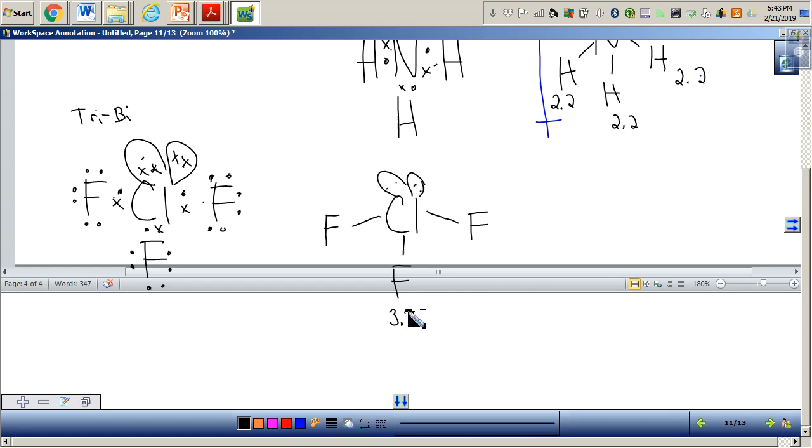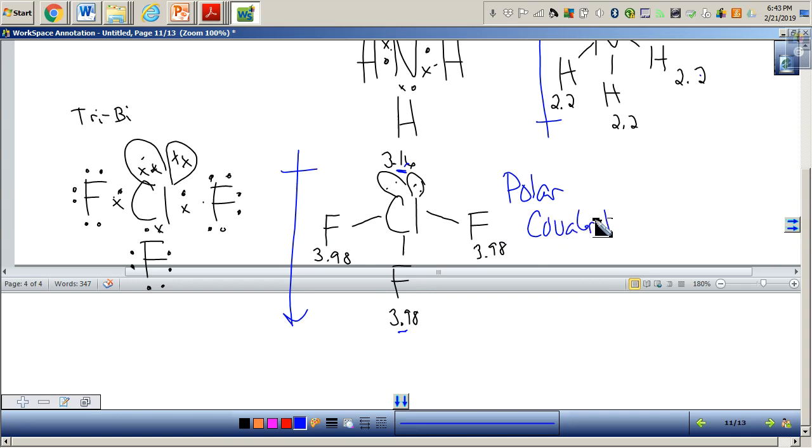Because fluorine is 3.98 and chlorine is 3.16, we can draw a dipole moment from the low number over to the high number. Anytime you can draw an arrow from the low number side to the high number side, then it's polar covalent, and we're talking about the whole molecule. So this is a polar covalent molecule. What's another nice, easy way to know? Lone pair or lone pairs on the central atom.